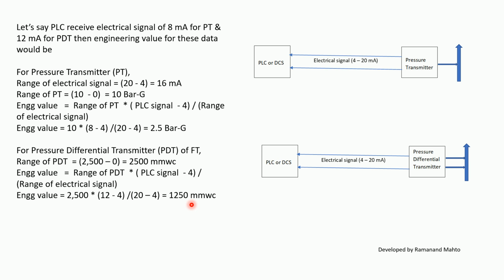So we can quickly say: if 4 milliamperes is received, that means 0% of the range. 8 milliamperes is 25% of the range, 12 milliamperes is half of the range, that means 50%. 16 milliamperes means 75% of the range, and 20 milliamperes is 100% of the range. This is the understanding of milliamperes corresponding to the range of the transmitter.